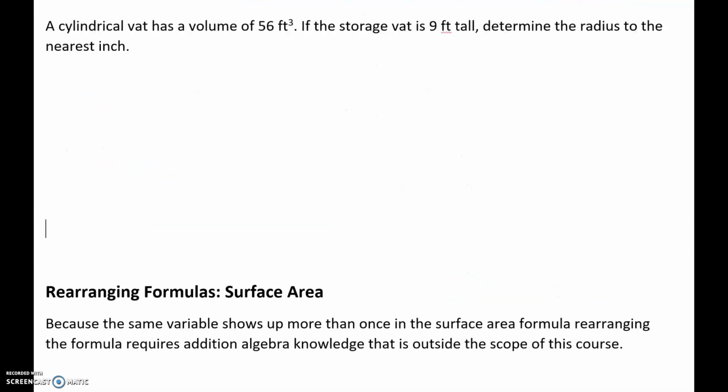One more example. A cylindrical vat has a volume of 56 cubic feet. The vat is 9 feet tall, and determine the radius to the nearest inch. We're dealing with volume, and we are told the height. We are being asked to determine the radius. From our formula sheet, we know the volume of a cylinder is given by the formula volume is equal to pi r squared times h. Let's substitute in the information that we know.